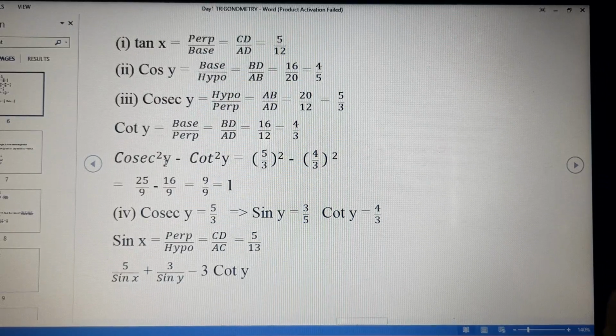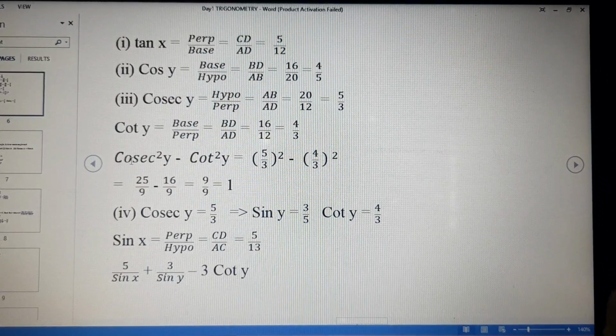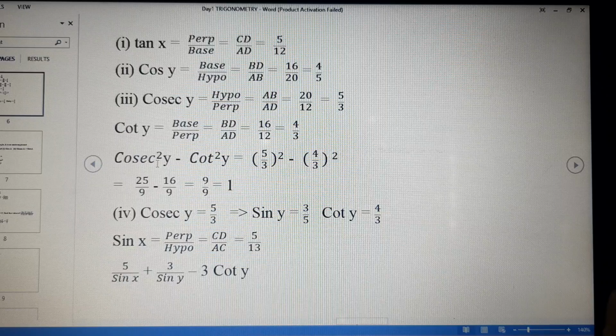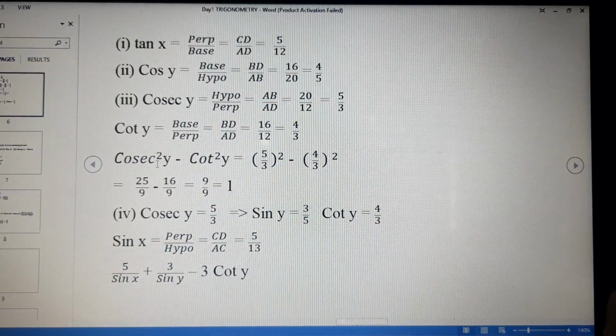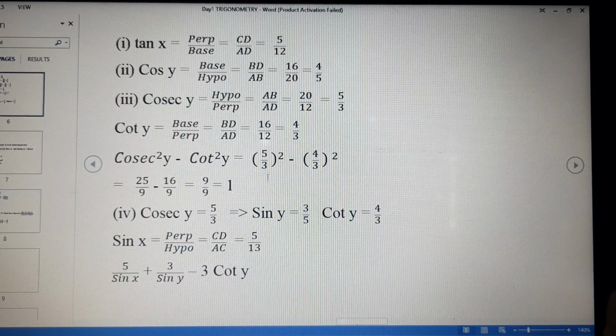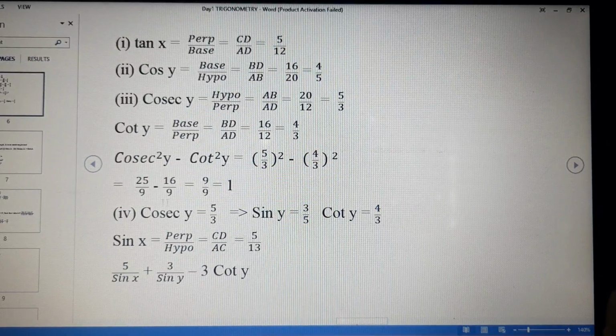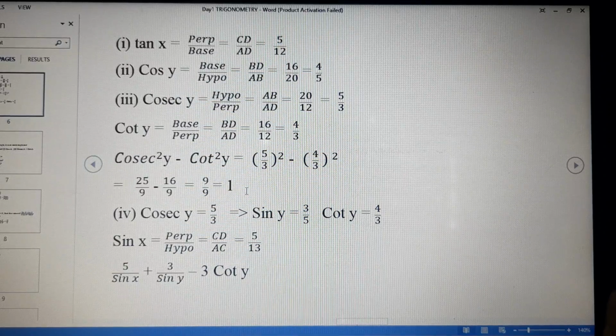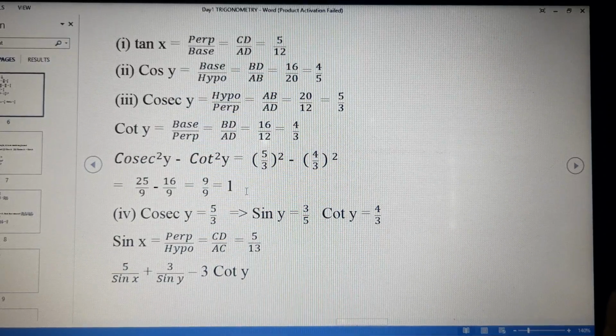So basically what are we supposed to do? The value of cosec y, the ratio, has to be squared. Cosec square y means the value of cosec y has to be squared. Clear? So we have put the value (5 upon 3) square minus (4 upon 3) square, and we have calculated. We took the LCM, 9 upon 9, that means 1.